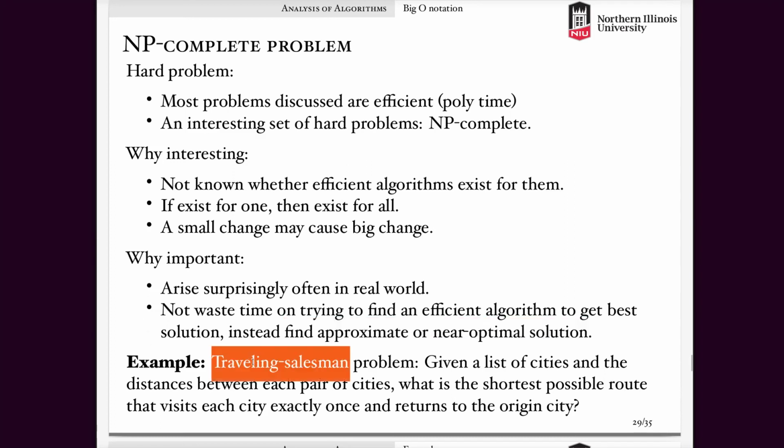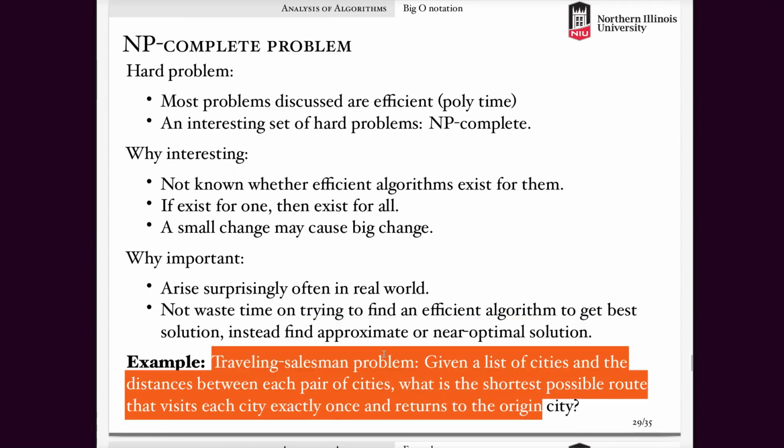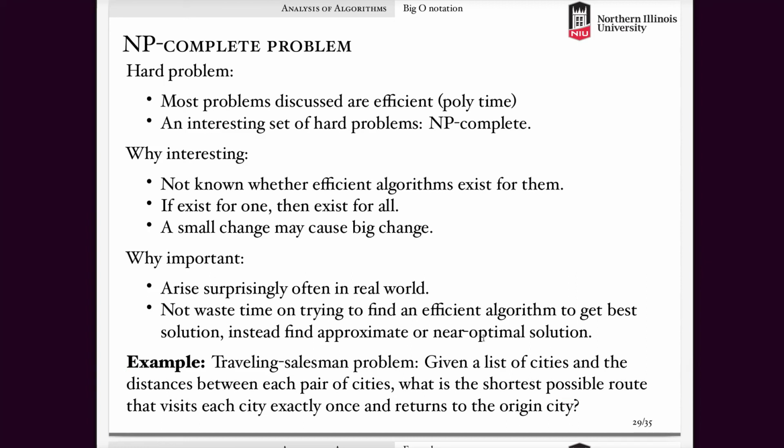So here's a well-known problem. Let's say you've got a traveling salesman that wants to visit a bunch of customers. He's got one customer in each city. Okay? So he's got a list of cities, and you want to know what's the shortest way to visit all my customers. Well, what do you need? You've got a list of all the cities. You need to know how far apart they all are, right?